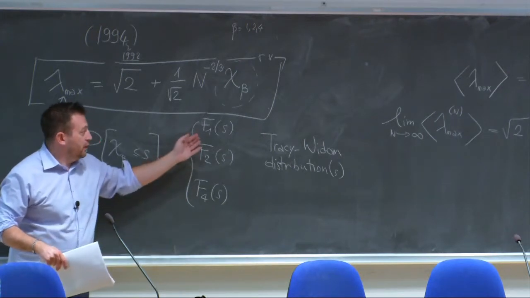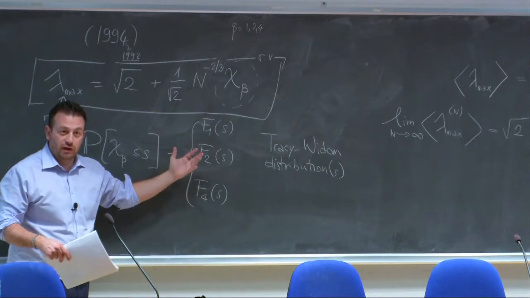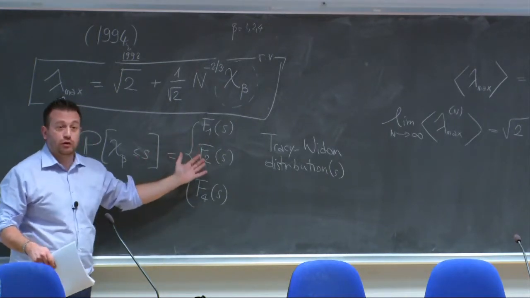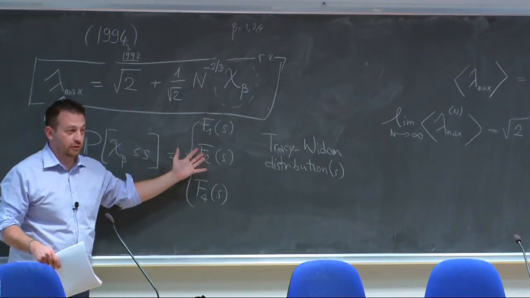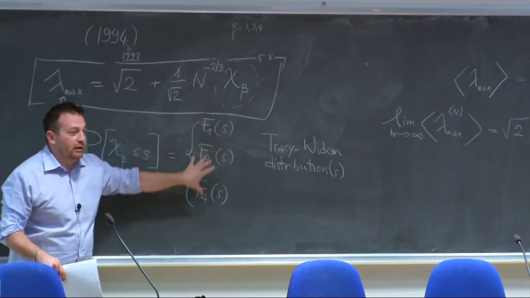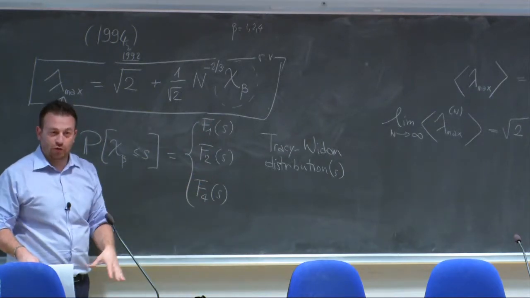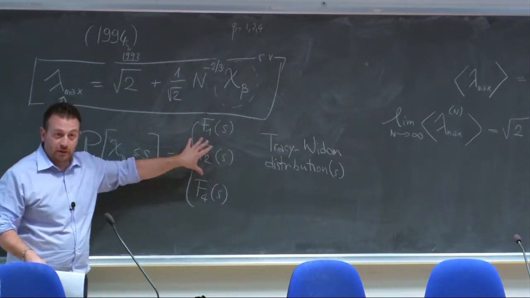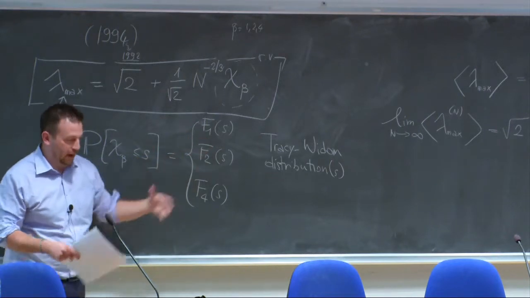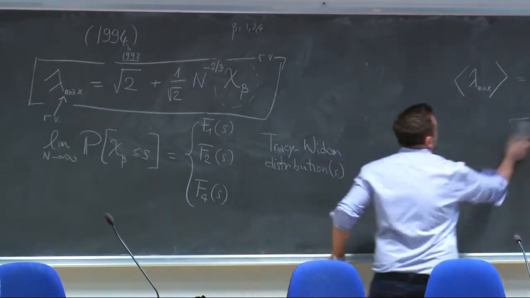The only problem here is that these functions are much more complicated even to write down and even to plot than the corresponding extreme value distributions for IID random variables. Okay, so if you compare the complexity of these objects with the Gumbel, Fréchet, or Weibull, these are incredibly more difficult. I will give you one example.